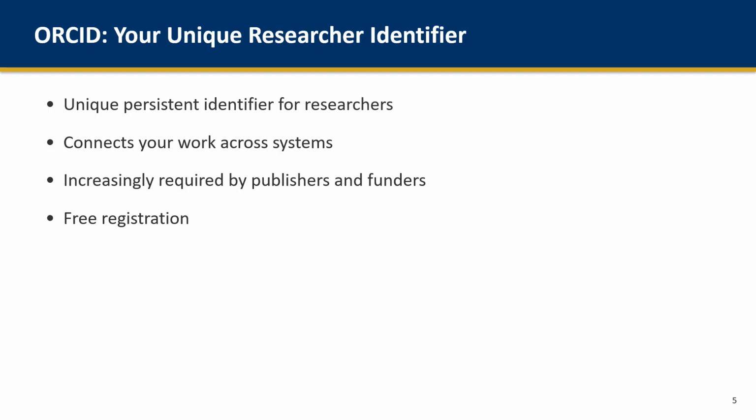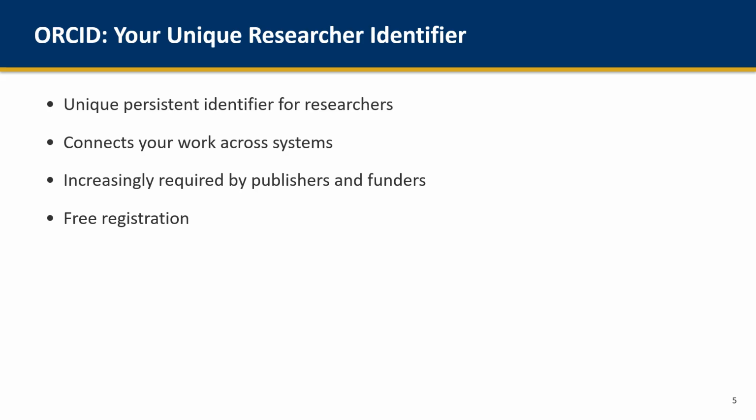ORCID, which stands for Open Researcher and Contributor ID, provides a unique persistent identifier that distinguishes you from other researchers and connects your work across systems. Think of it as a digital fingerprint for your scholarly identity. The unique identifier solves the problem of author name ambiguity.